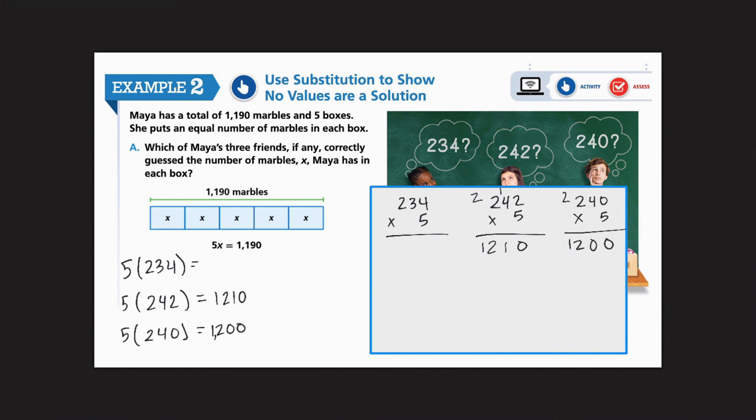Okay, so we'll do 4 times 5 is 20. 3 times 5 is 15 plus 2 is 17. 2 times 5 is 10 plus 1 is 11, 1170. Okay, so let's look here. 1170 does not make 1190, so this one does not work. 1210 is too much, and so is 1200. So none of these guesses are a solution to this equation. So we don't have a solution here.